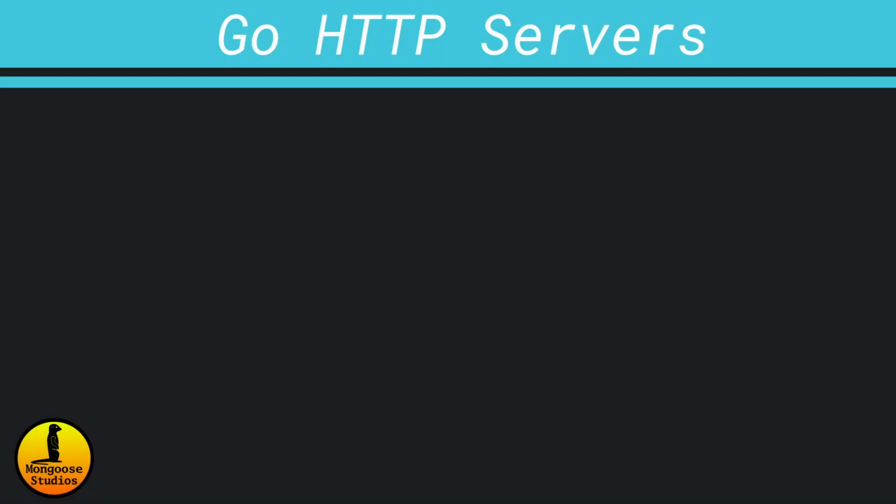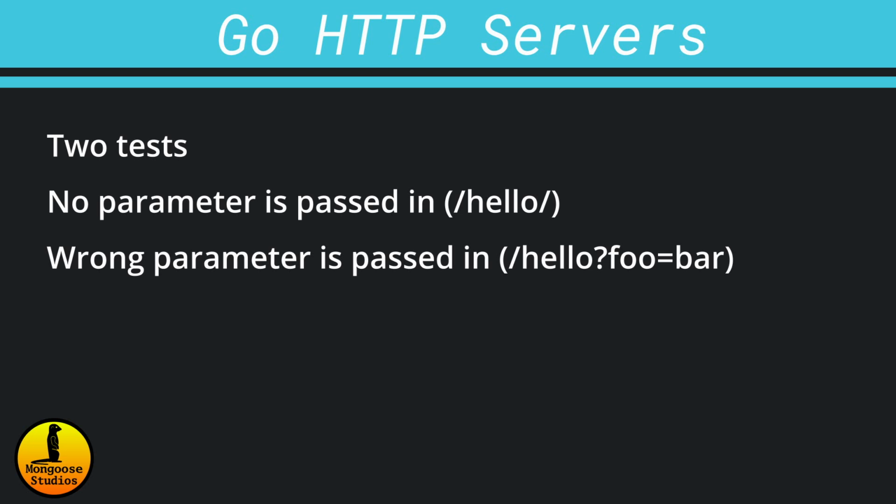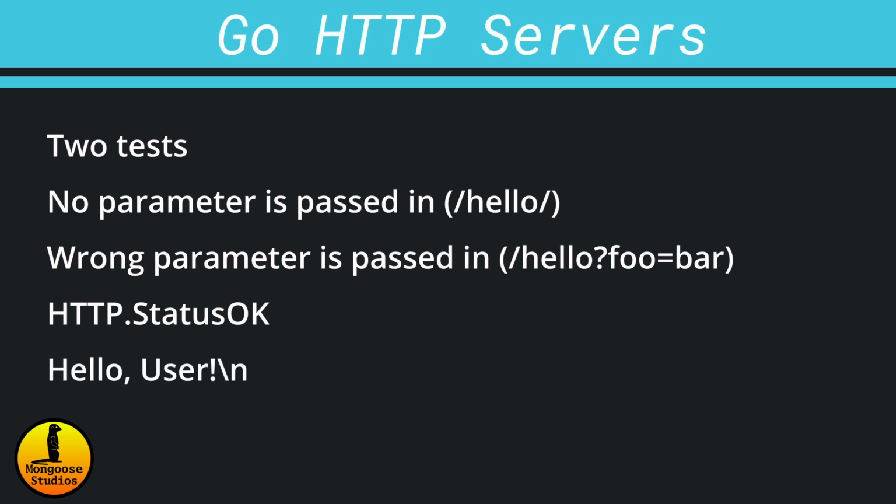Let's go ahead and have a challenge. Add 2 tests that'll cover 2 different cases here. First case will be no parameter is passed into the request. Second will be that the wrong parameter is passed into the request. Use something like foo equals bar. In both cases, we expect a status OK to come back, just like we have before. Also, for this, we'll say that we want to have a default response. It'll be hello, comma, user, with an exclamation point and a new line character, just like we've done in other endpoints. Go ahead and pause the video and give this a try now.